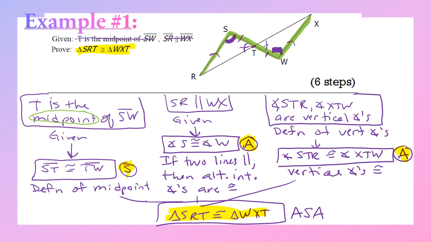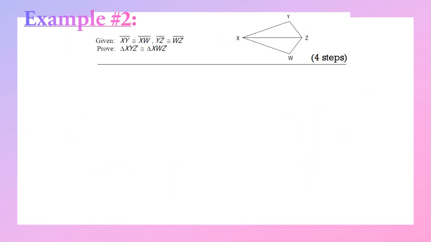Okay. Now, on this particular proof, one thing you could have done, you could have used the alternate interior angles to show that angle R and angle X are congruent. And if you would have used that right here as your third step, you would have used the reason angle, angle, side. And for this particular proof, there are two legitimate reasons for how come these two triangles are congruent. So let's go to the next problem.